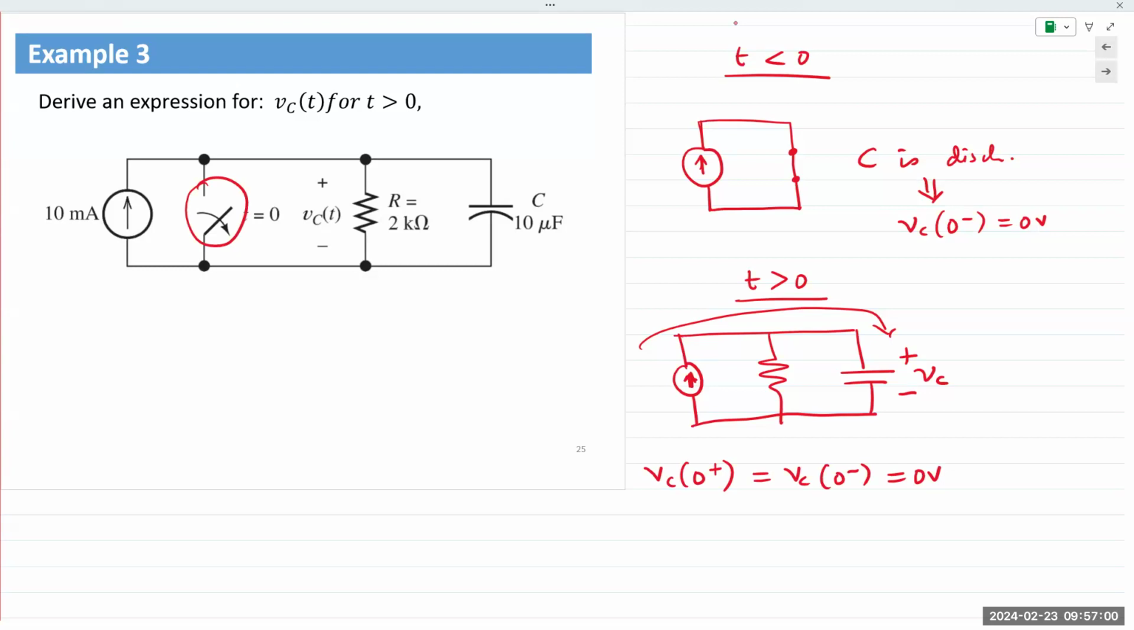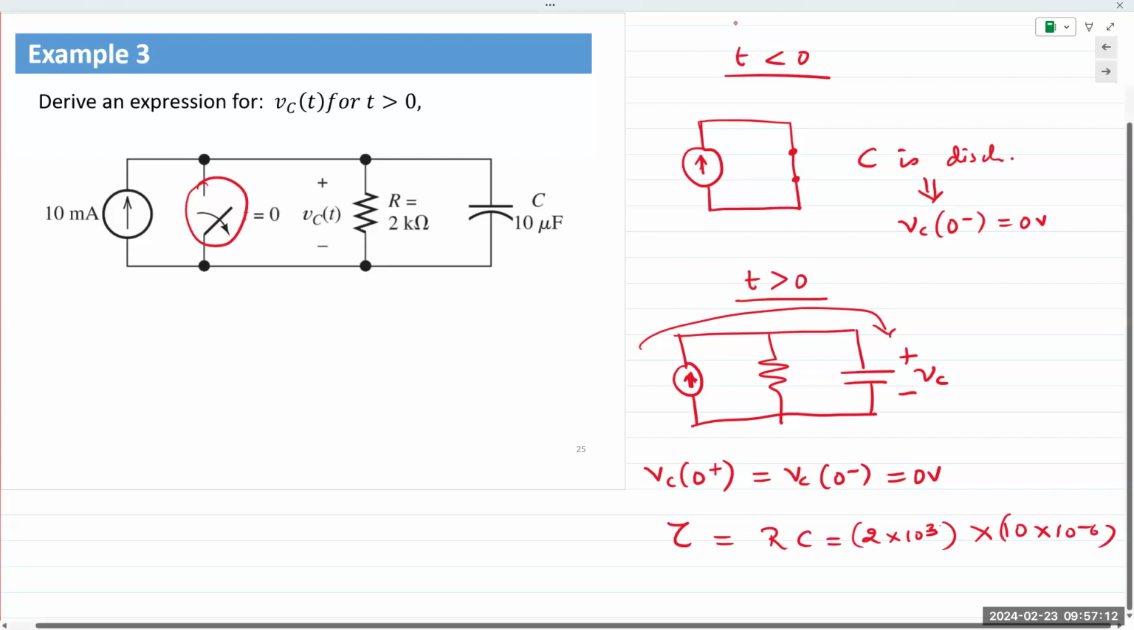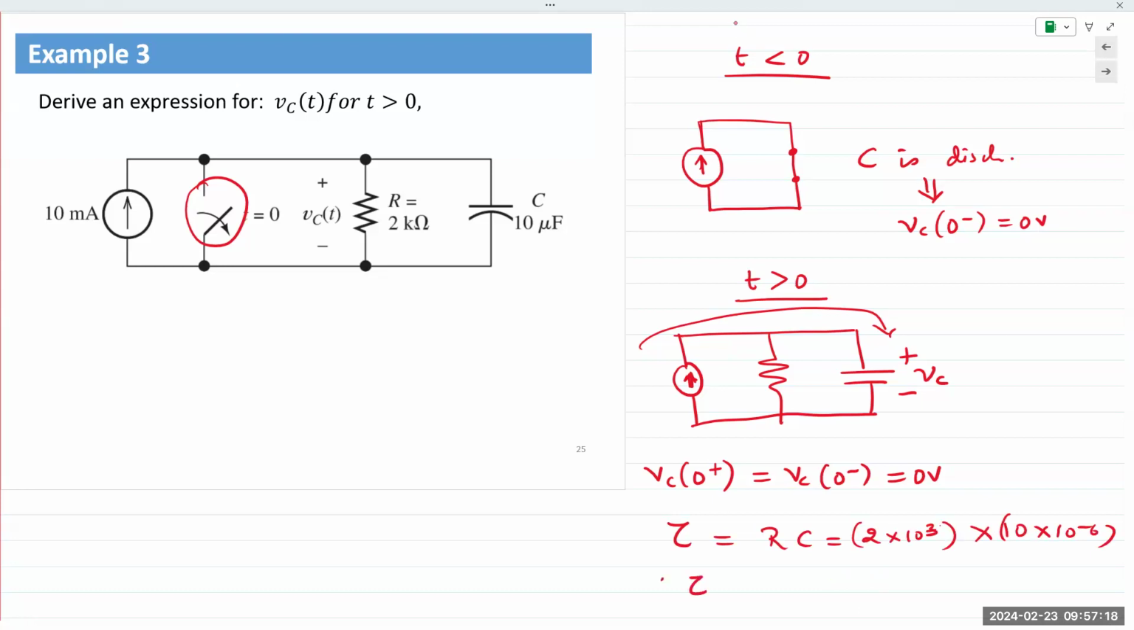R is 2 kilo ohms, so my tau is simply R times C: 2 kilo ohms times 10 microfarads. So my tau is 20 milliseconds. Right? So far, so good.